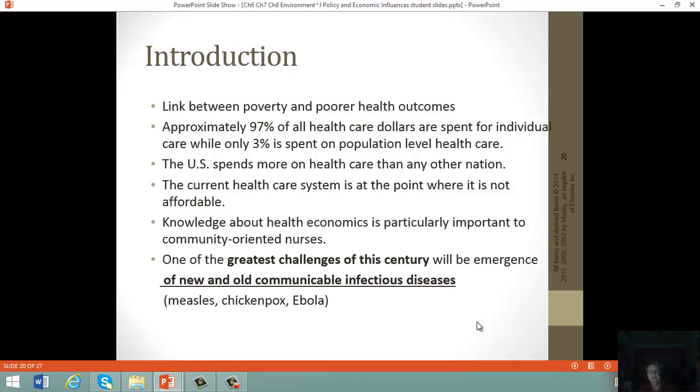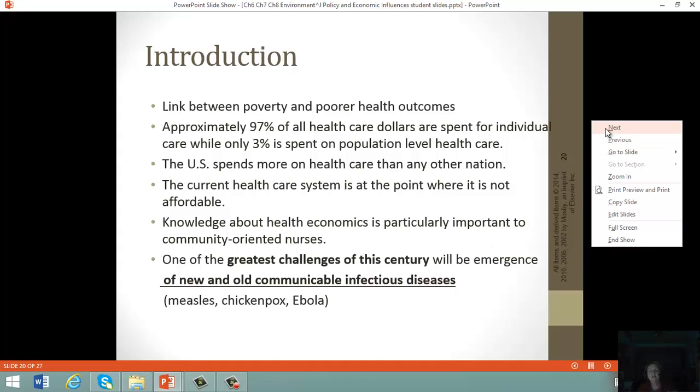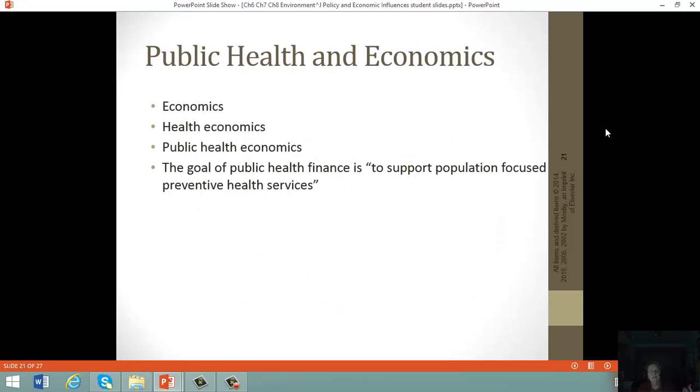One of the greatest challenges in this century, and I think I have it on another slide, will be the emergence of new and old communicable disease processes like measles, chickenpox, Ebola, smallpox, and that is the concern with public health. Public health and economics. Some little definitions there: economics is a science concerned with the use of resources, including the producing, distributing, and consuming of goods and services. Health economics is concerned with how scarce resources affect the healthcare industry. We all have scarce resources, since we're all on a limited income, or only have enough time and energy to make so much money. Public health economics then focuses on producing, distributing, and consuming the goods and services as related to public health.